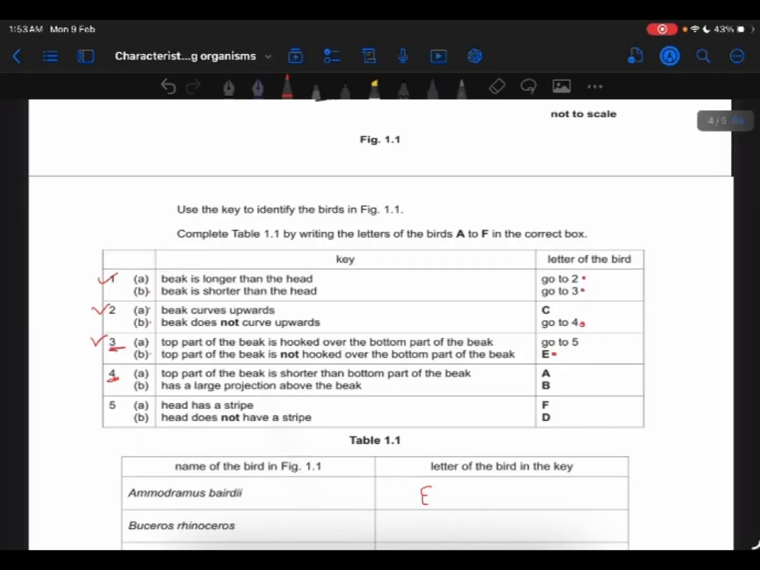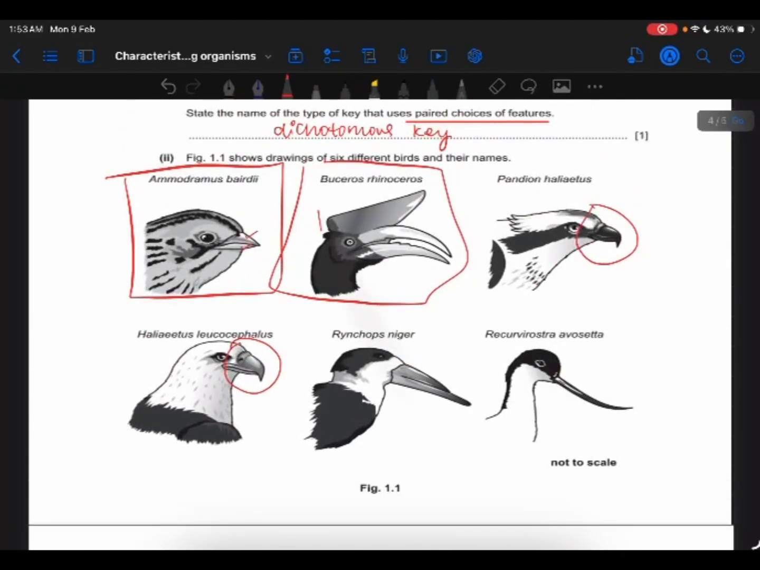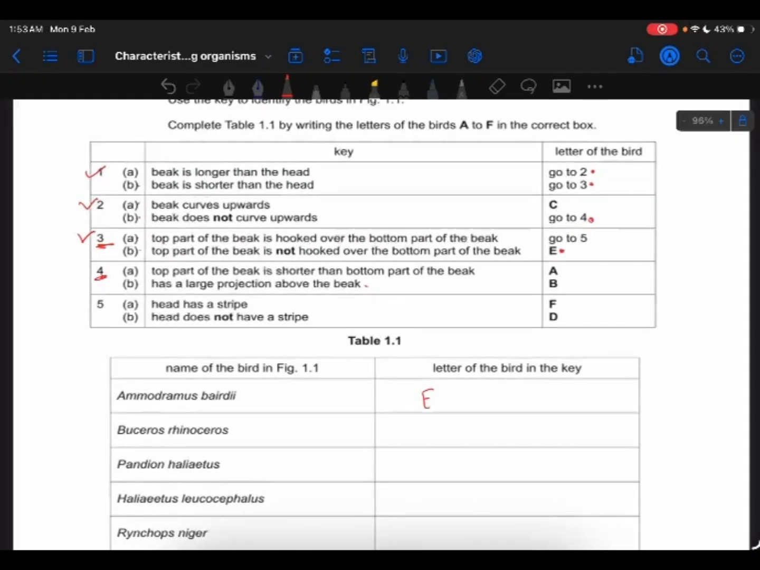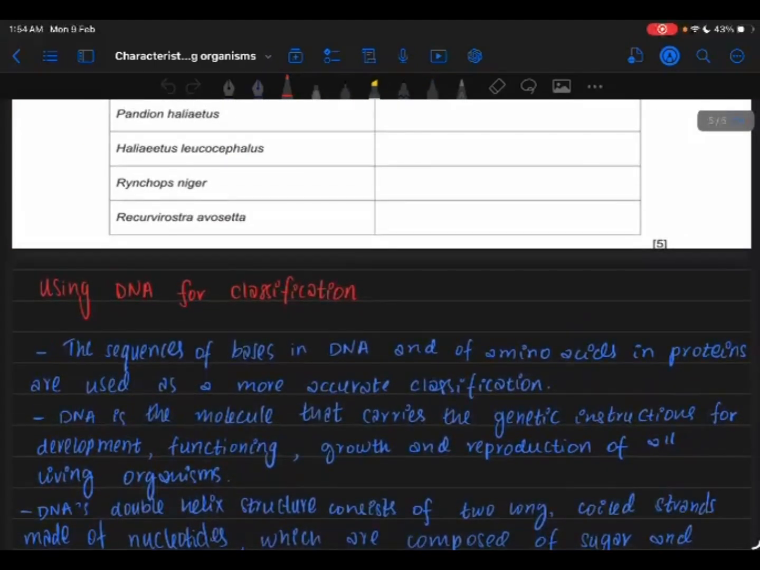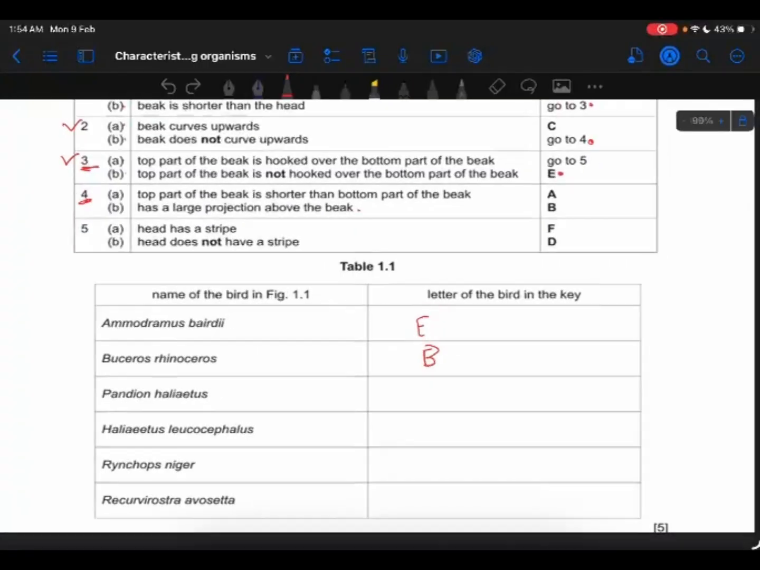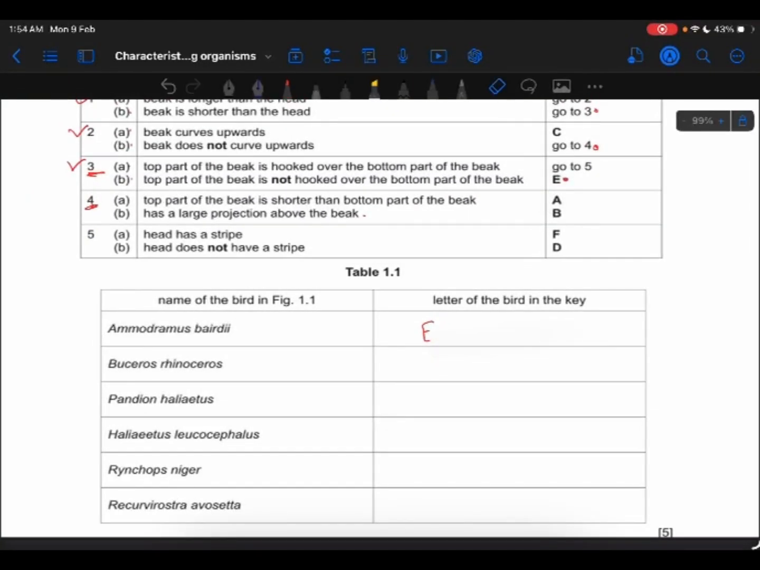Here at 4, top part of the beak is shorter than the bottom part, or has a large projection above the beak. As you can see, this one is obviously right for this guy. This is the projection. It's quite huge and hard to miss. So the answer for this is B. We've got our second answer as well. You can just notice how easy it is to gain these 5 marks. So please do not lose them, okay? Great. Let me just write that in.